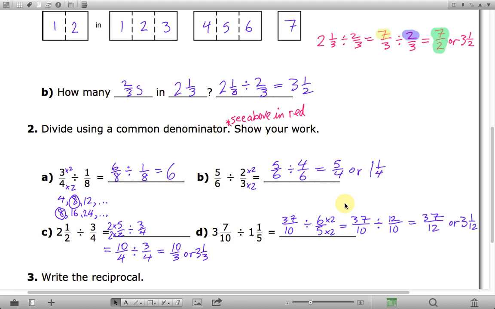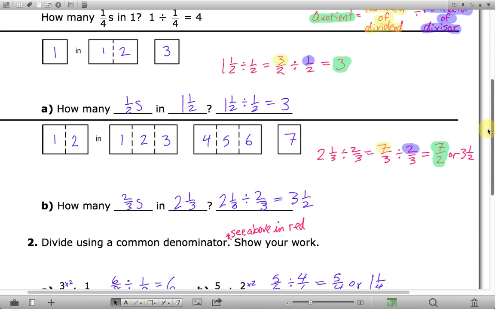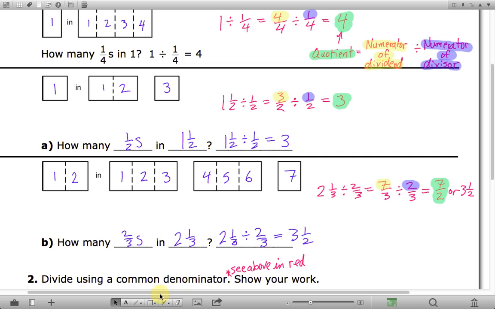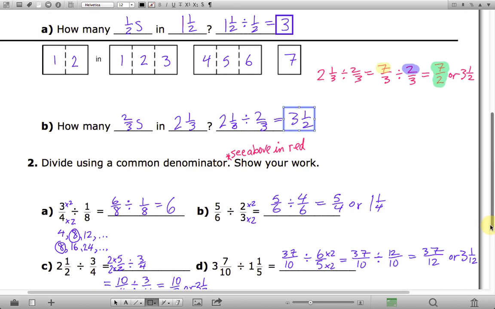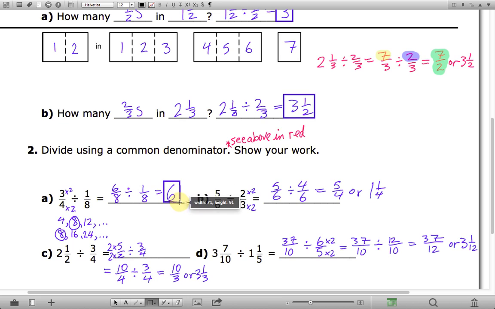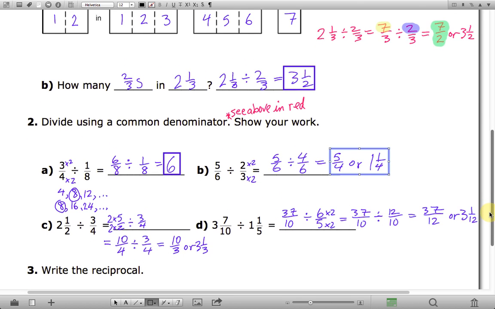So, you can see that the answer, and in each case, when you're doing some work along the way, it might be a good idea to put your final answer in a box. So, for instance, the answer here was 3, the answer here was 3.5. And now for number 2, the answer for part A was 6. The answer for part B was 5/4, and you can write that as 1 1/4 if you'd prefer to have it as a mixed fraction.